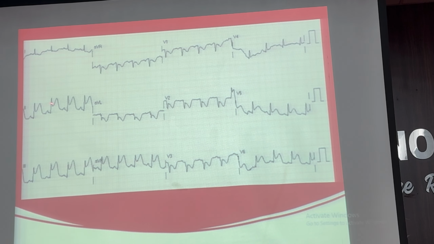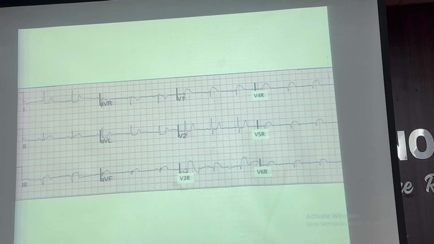So again, an inferior STEMI, and you could see the reciprocal changes, and on top of that you could see the mirror image or the reciprocal changes in the anterior leads. So this is an inferior STEMI with posterior extension. And again, the ST elevations are more in lead 3, and there is RV infarction, which means definitely the obstruction is proximal, because the RV branch starts somewhere mid in the right coronary artery, and lead 3 is more. So this is a proximal obstruction of the RCA.